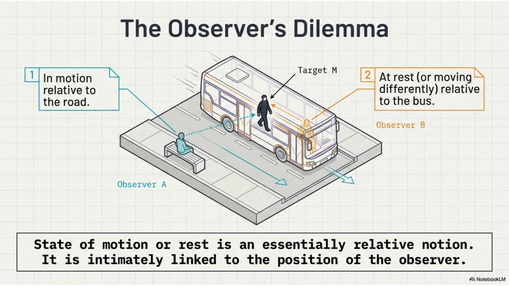Now let us consider a simple physical situation. Imagine a bus moving along a road with two observers. Observer A is standing on the road, while observer B is inside the moving bus. Consider the position of a target, labeled M.